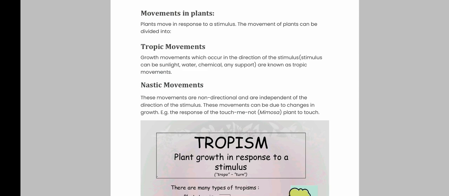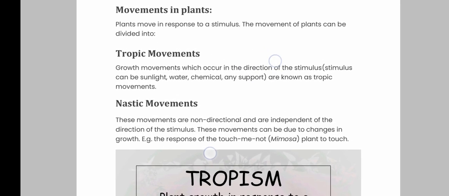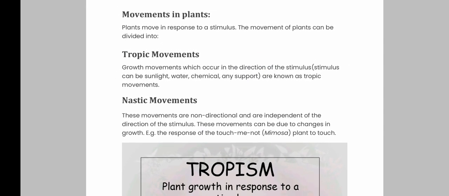So you can see on your screen, movement in plants. Plants move in response to a stimulus. The stimulus can be sunlight, water, a chemical, or any support. This movement of plants is divided into two types. First is the tropic movements, another is the nastic movements.